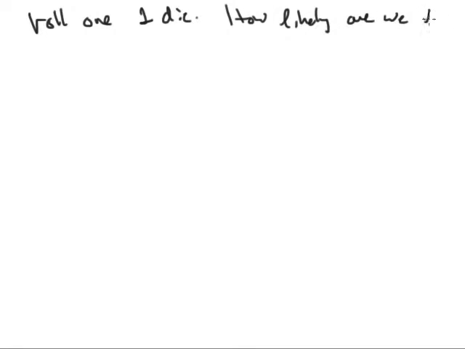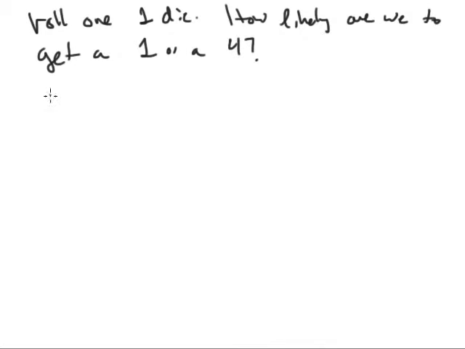Hi all, in this video we'll do a couple quick examples of dice and cards and calculating their probabilities. So first example is we'll say that we roll one dice and we want to know how likely are we to get a 1 or a 4.